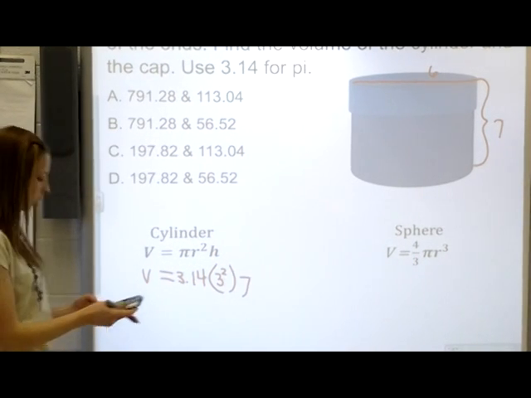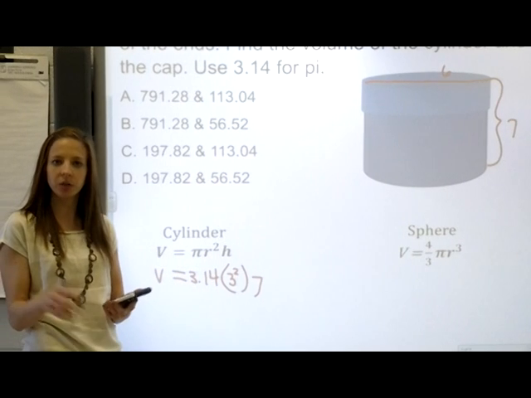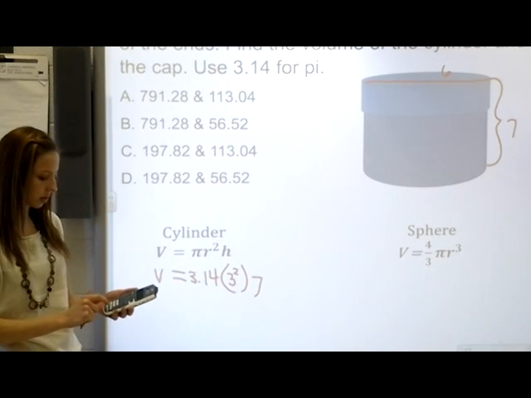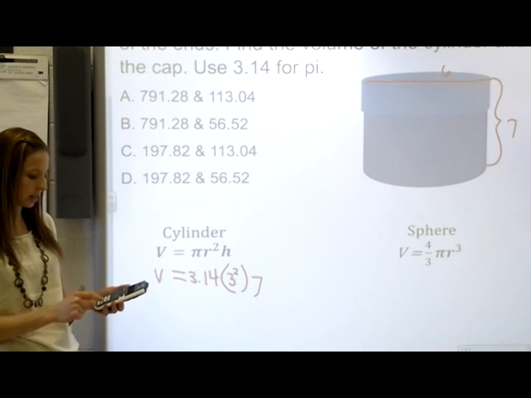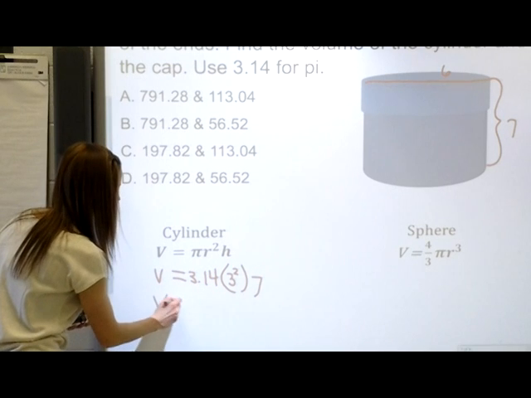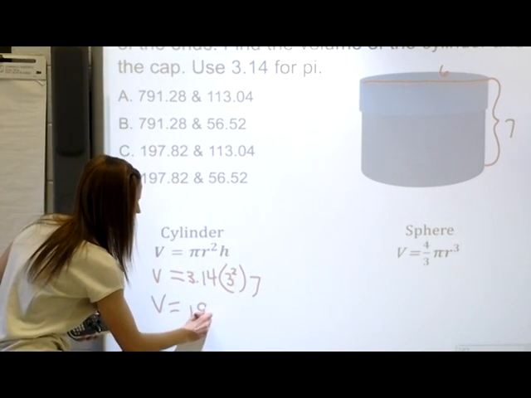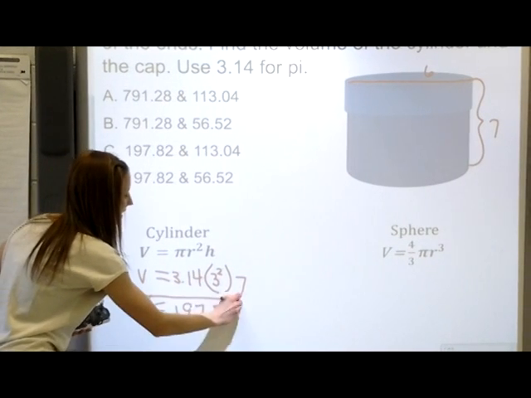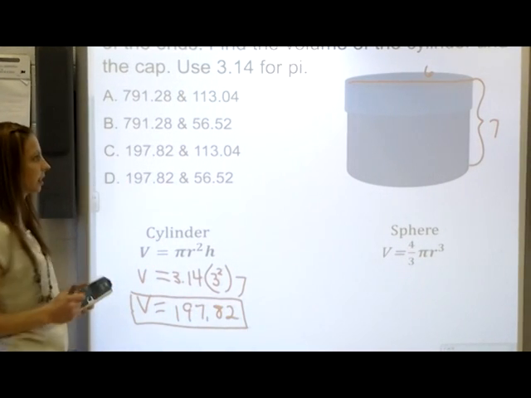Okay, so we're going to use our calculator, and all we're going to do is type in 3.14 times 3 squared, which we know is 9, times 7. And we're going to get an answer of 197.82. Okay? So that gives us the volume of our cylinder.